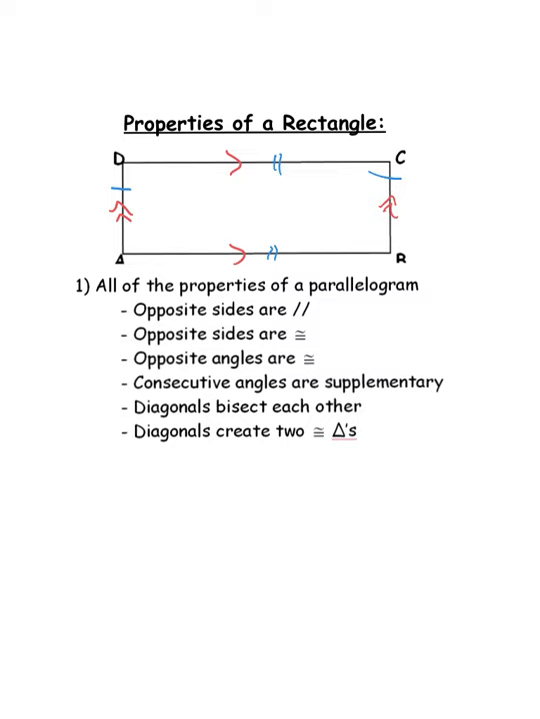Your opposite angles are congruent, which means this angle is congruent to this angle, and this angle here is congruent to this angle here. Your consecutive angles are supplementary. Remember, consecutive means next to. Your diagonals bisect each other. So if you drew diagonals in here, they cut each other in half if it was a neater picture. And your diagonals create two congruent triangles. Those are your properties of a parallelogram, but also the properties of a rectangle.